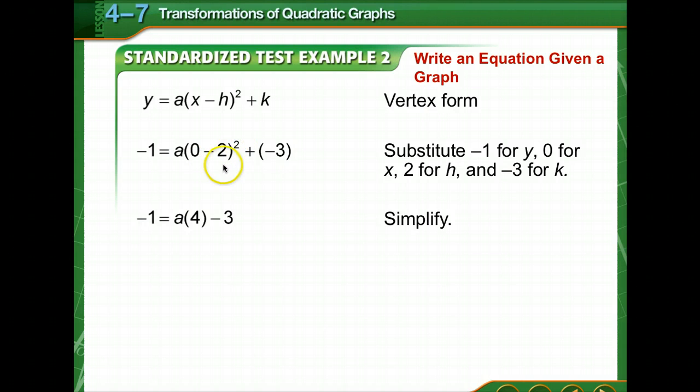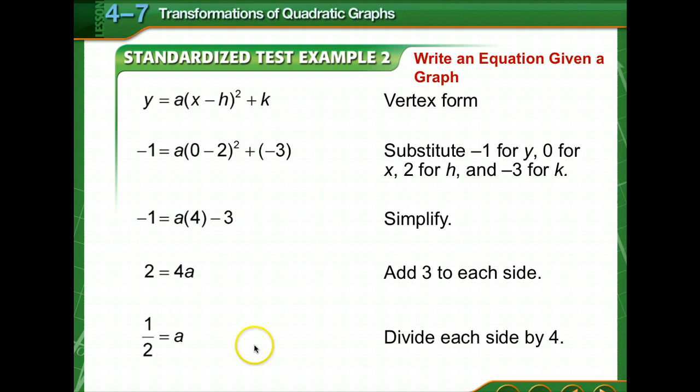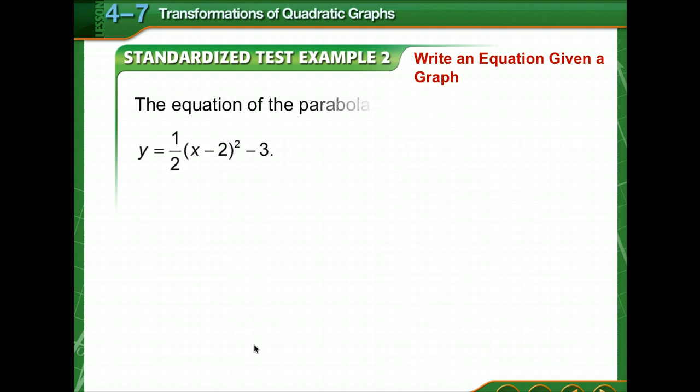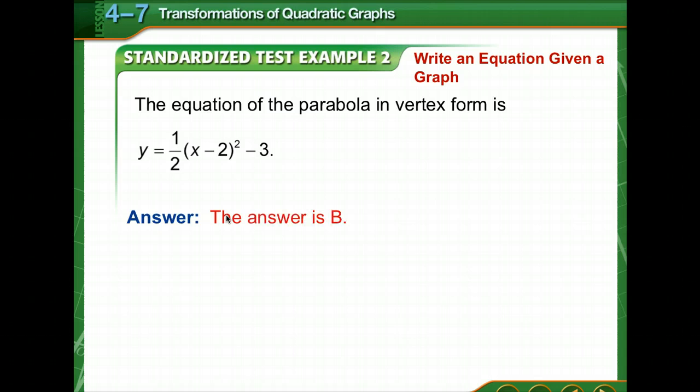So (-2) squared is 4. So 4a minus 3, well, if we add 3 to both sides, we get 2 is equal to 4a. So a is equal to 1/2. So we can rewrite the equation in vertex form. y is equal to 1/2 times the quantity x minus 2, squared, minus 3, because the vertex is at (2, -3). So the answer is B.